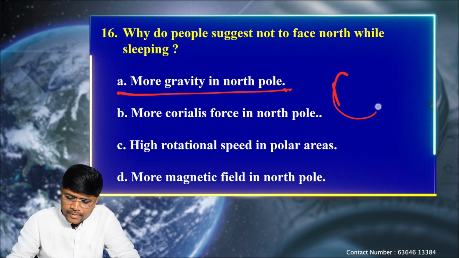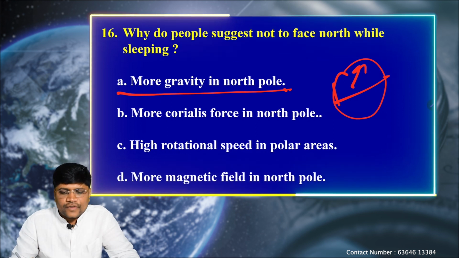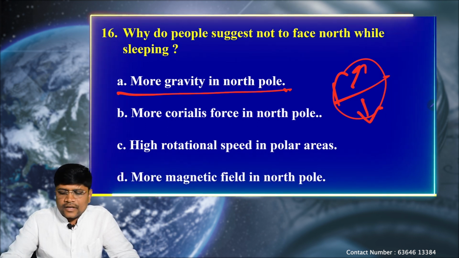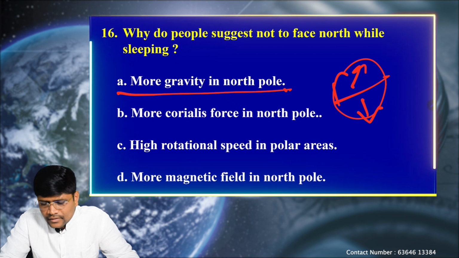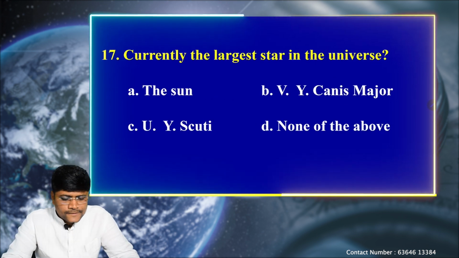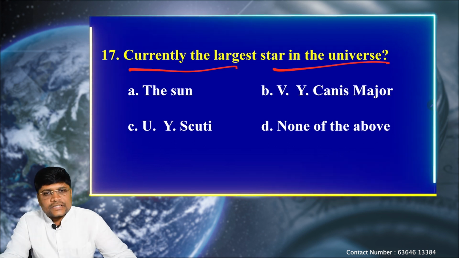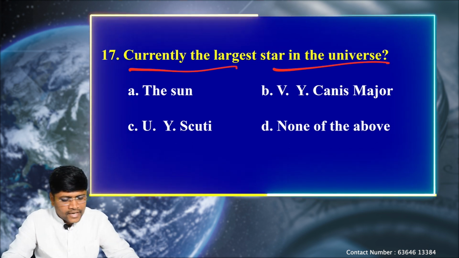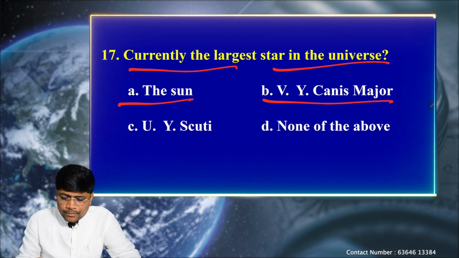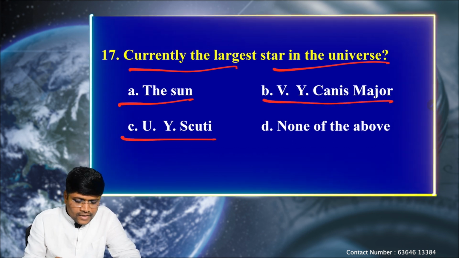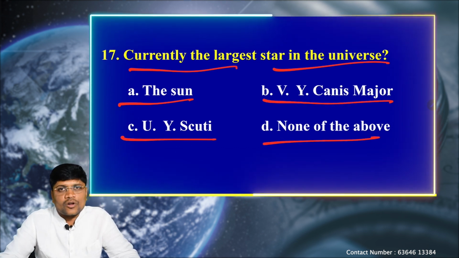So, people of the northern hemisphere are not supposed to face north, and people of the southern hemisphere are not supposed to face south during sleeping. That's all. Next question. Which is the largest star in the universe currently? Options: A, the Sun. B, VY Canis Majoris. C, UY Scuti. And D, none of the above.